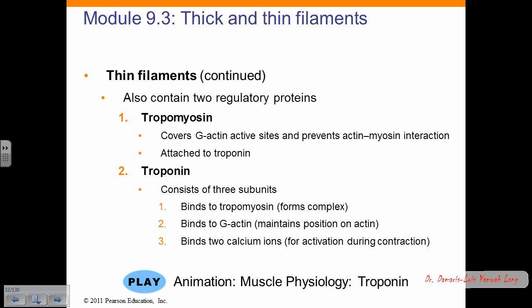So, and then the thin filament also has what we call tropomyosin and troponin. This is how I explain this. Think of a pot, a shallow pot in your kitchen. This is a shallow pot in your kitchen, right? A saucepan in your kitchen. Okay.